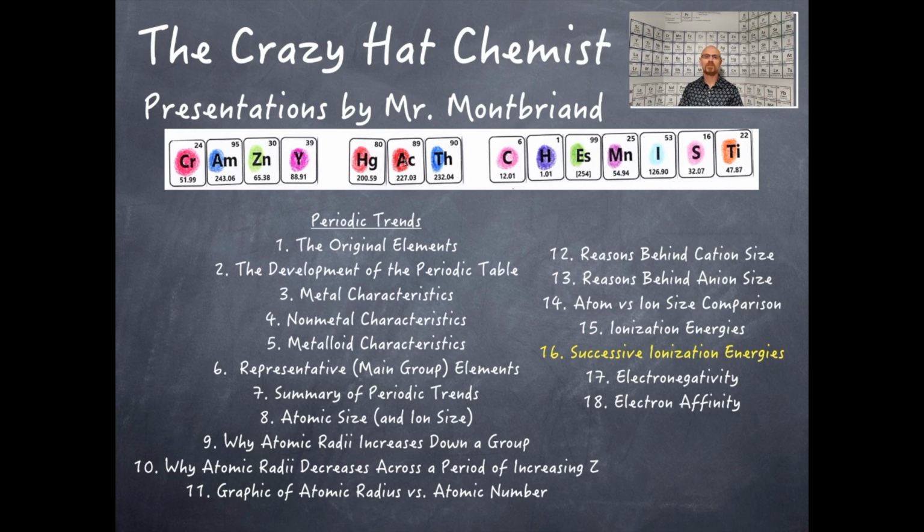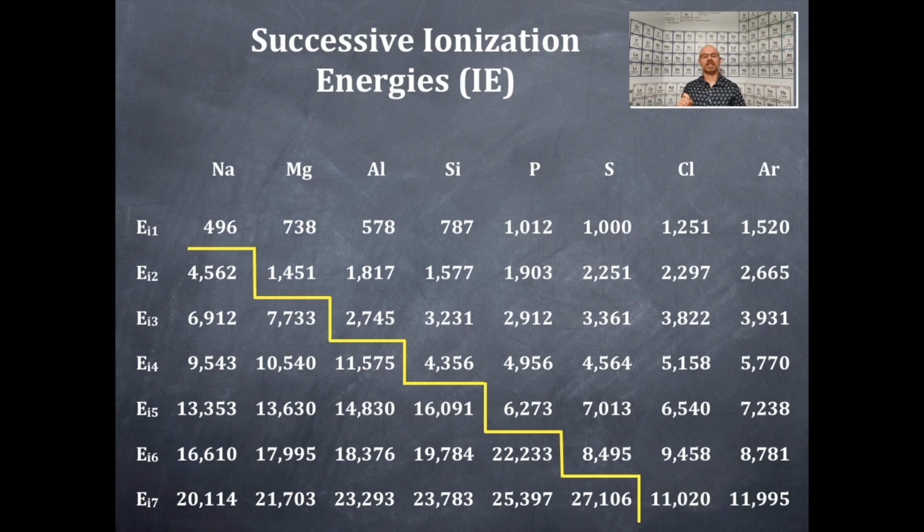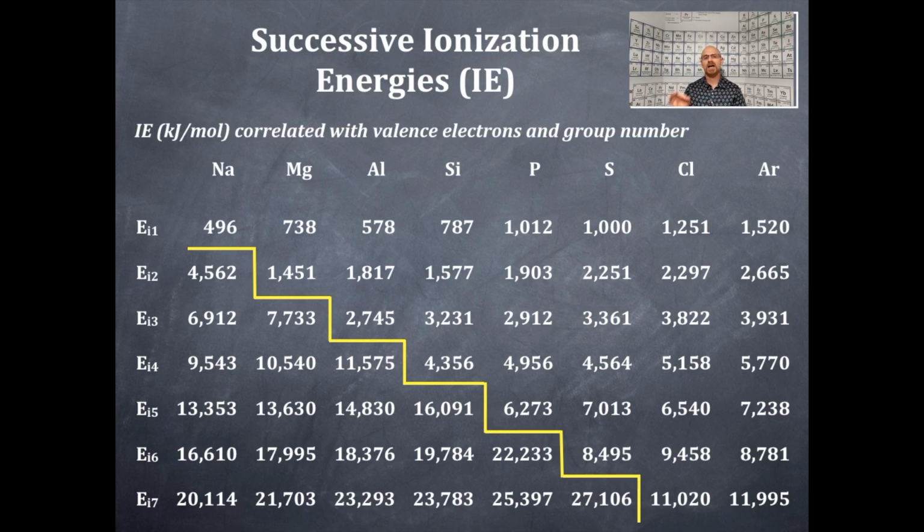So another video here on periodic trends. Bam! Today we're going to be talking about successive ionization energies. Ionization energy, IE. Okay, these ionization energies that are here are in kilojoules per mole, and they correlate with the valence electrons and the group number.